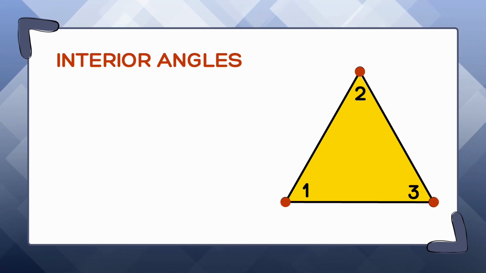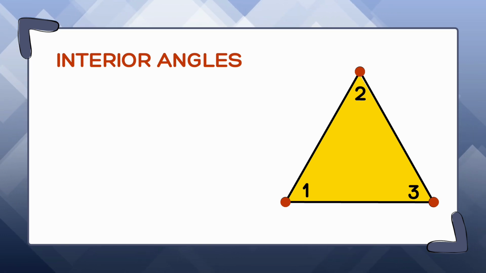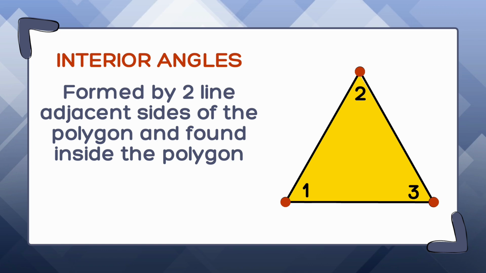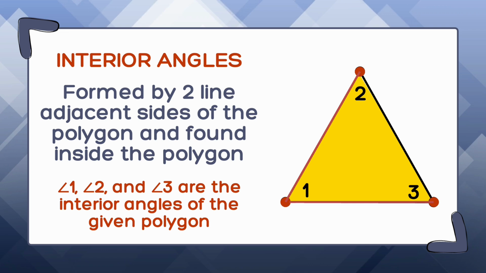Let's begin with interior angles. Interior angles are the angles inside a polygon, formed when two adjacent sides meet at a vertex. Adjacent sides are the sides that are next to each other, o yung magkatabing sides ng isang polygon. In the given triangle, angles 1, 2, and 3 are its interior angles.